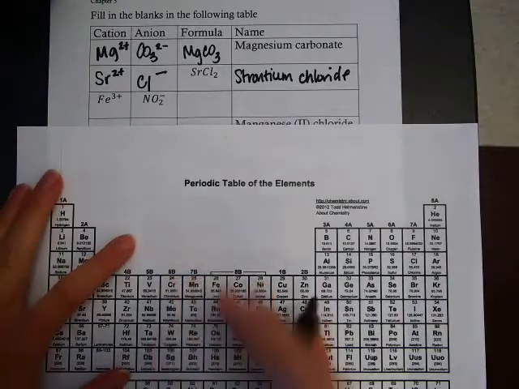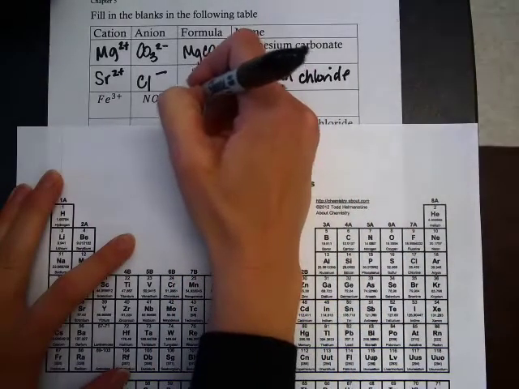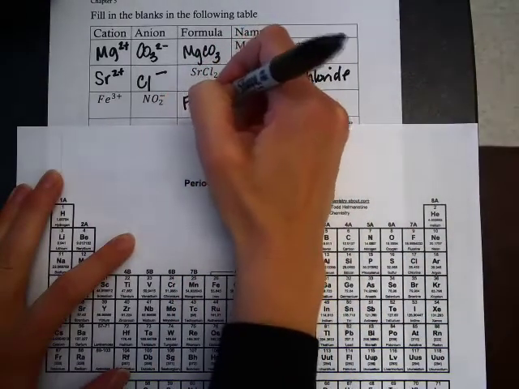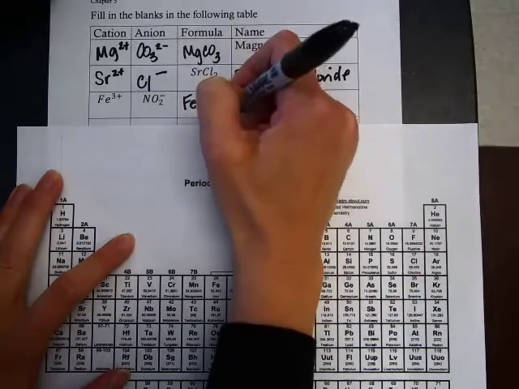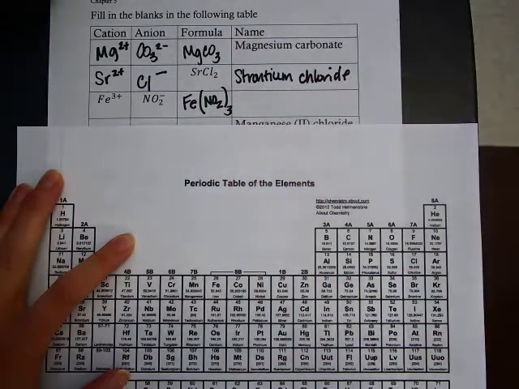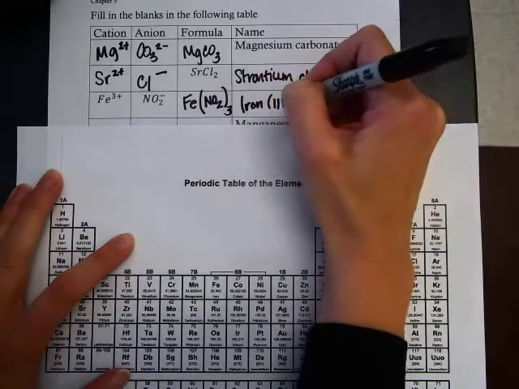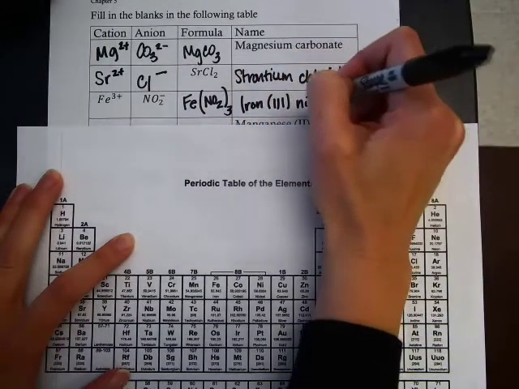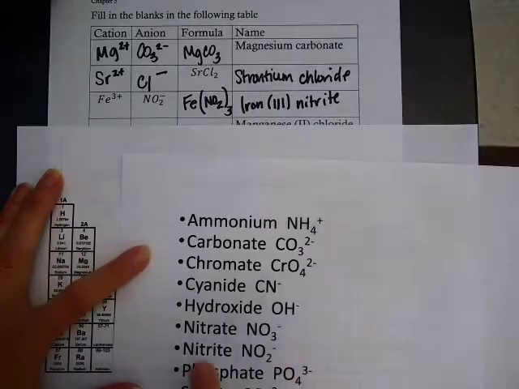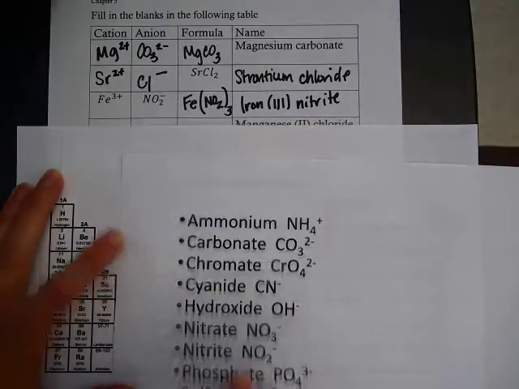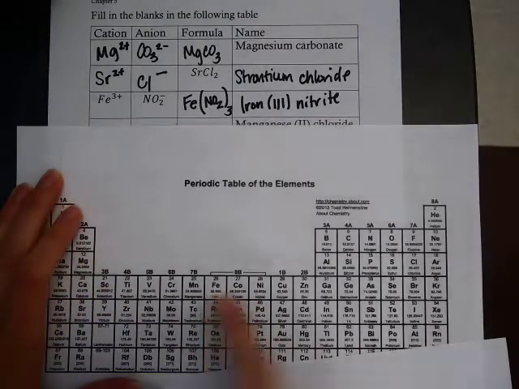All right, next up I have iron 3+ and NO2-. So I have to put 3 of the NO2s in order to make that neutral. When I name something with a transition metal, remember I put the charge as a Roman numeral. So this is iron 3, and then NO2 is nitrite. So iron 3 nitrite.